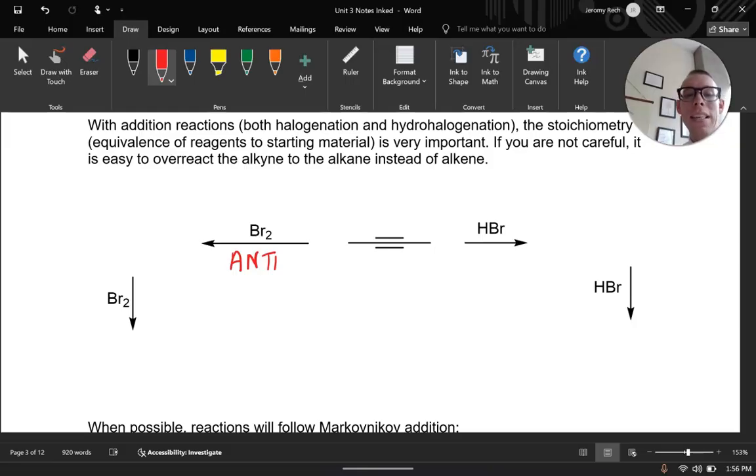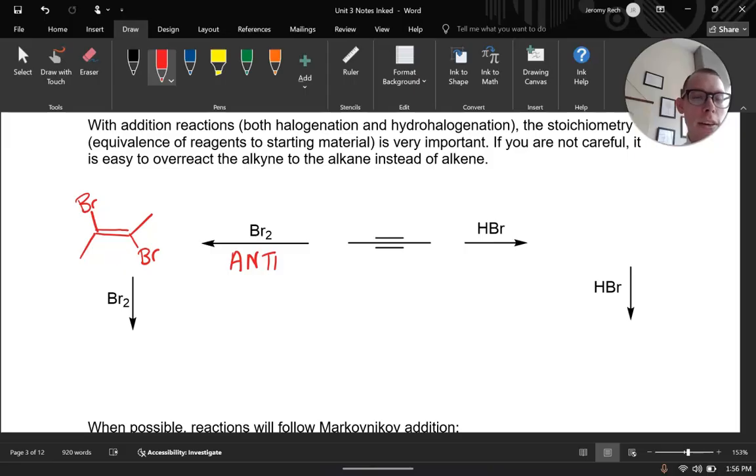So if you use just a single equivalence of Br2, so a 1-to-1 molar ratio between your bromine and your alkyne, you will get a single addition, meaning it's going to go from a triple bond down to a double bond, with your bromines being on the opposite side. That opposite side is your anti. Normally, when we think of your double bonds, we normally show wedges and dashes. Here, we're not, because we're on our sp2 trigonal planar double bond.